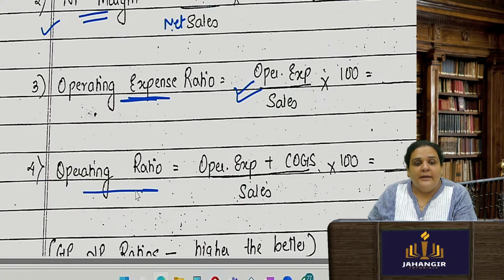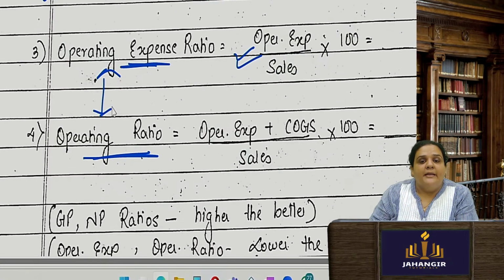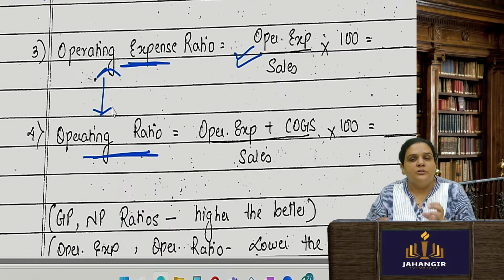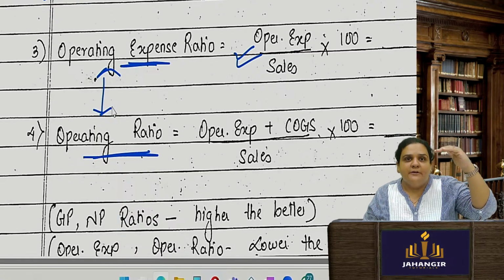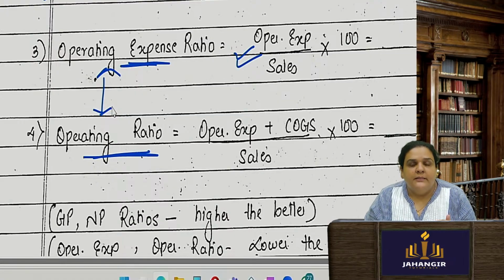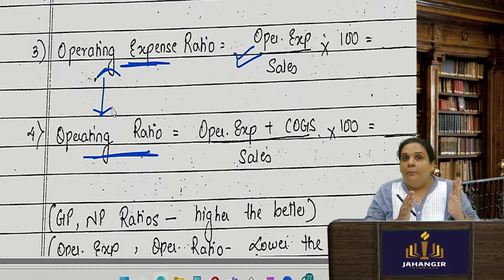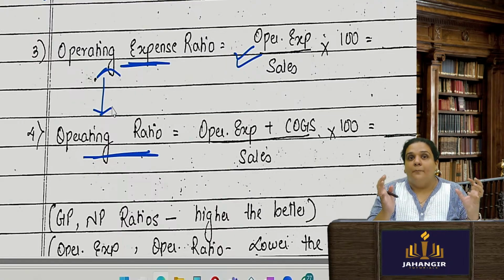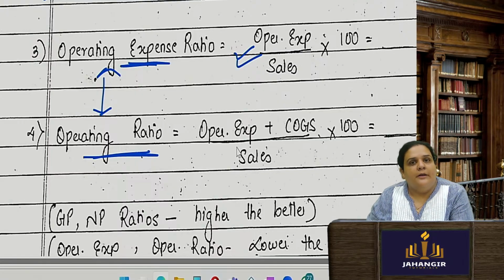Then you have the operating ratio. The difference between the two of them is that operating expenses talks about all those operating expenses which have gone into your P&L. They are not a part of your trading and COGS. Operating ratio is your operating expenses plus your cost of goods sold, divided by sales into 100.